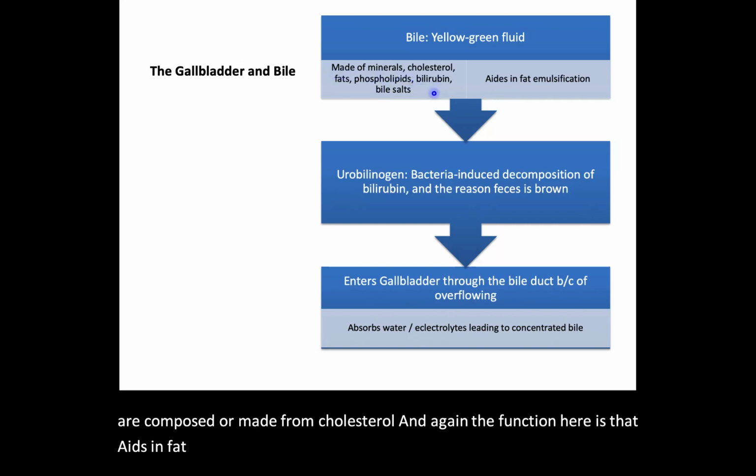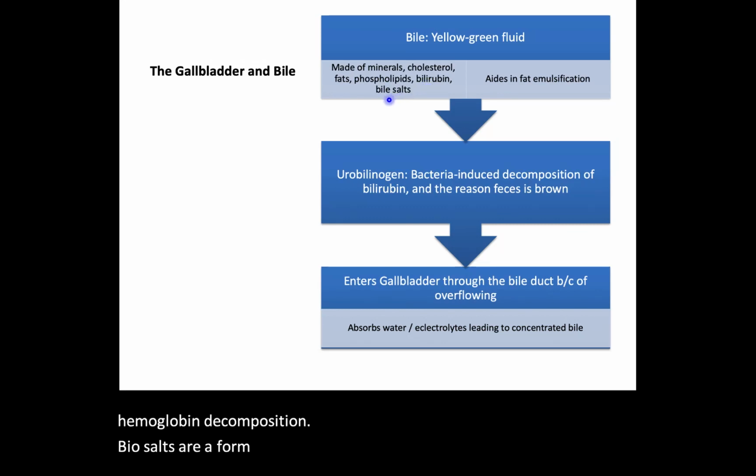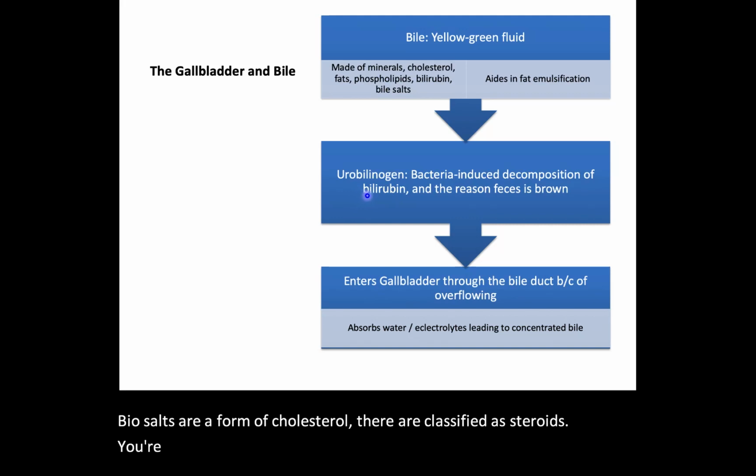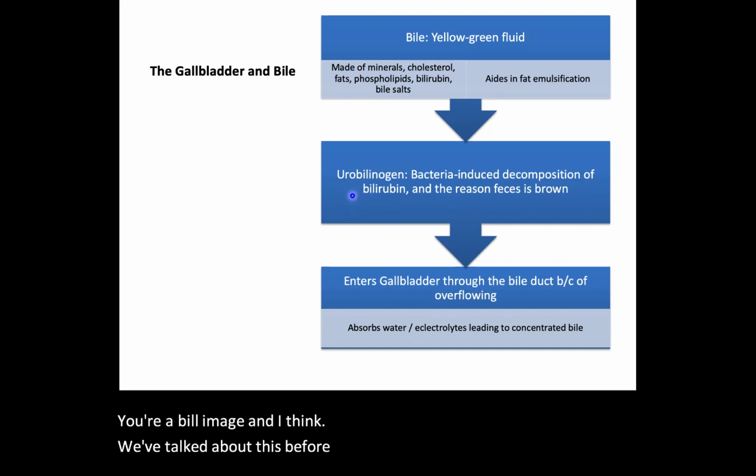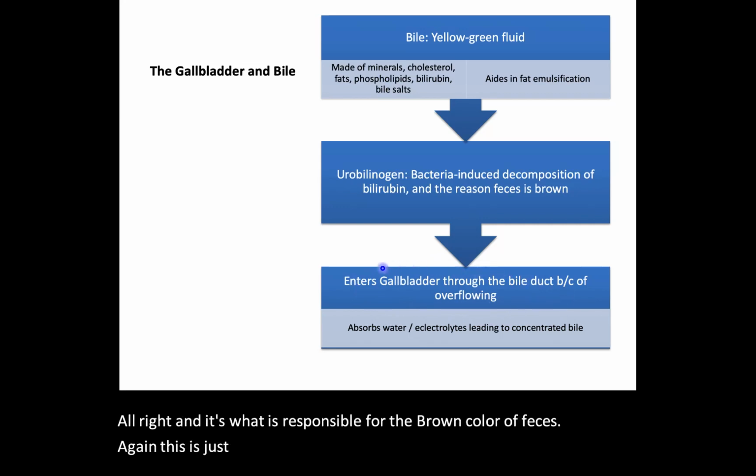Again, bilirubin is a byproduct of hemoglobin decomposition. Bile salts are a form of cholesterol, classified as steroids. Urobilinogen, which I think we've talked about before, is the breakdown of bilirubin, and it's what is responsible for the brown color of feces. And again, this is just how the bile flows into the gallbladder to become active.